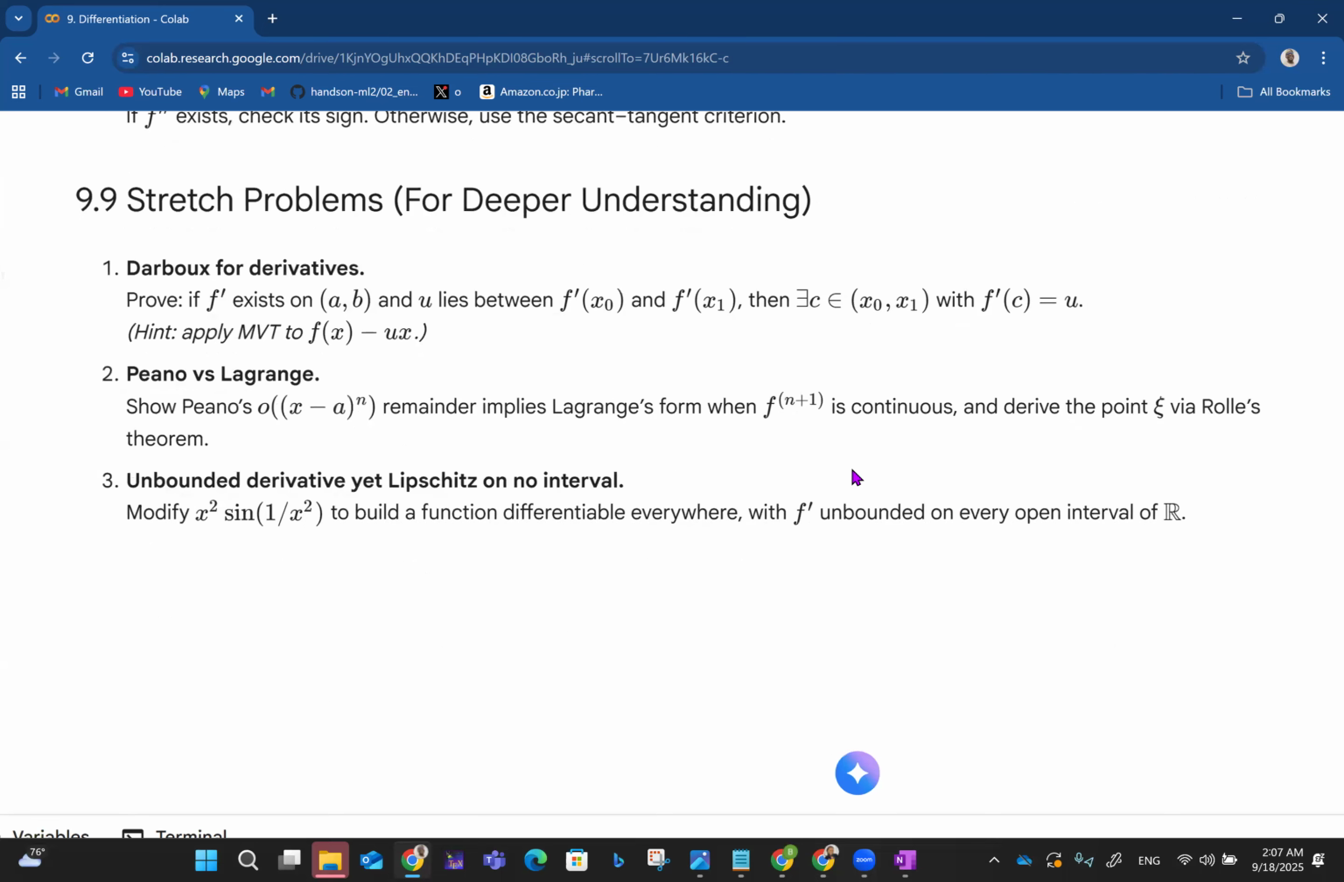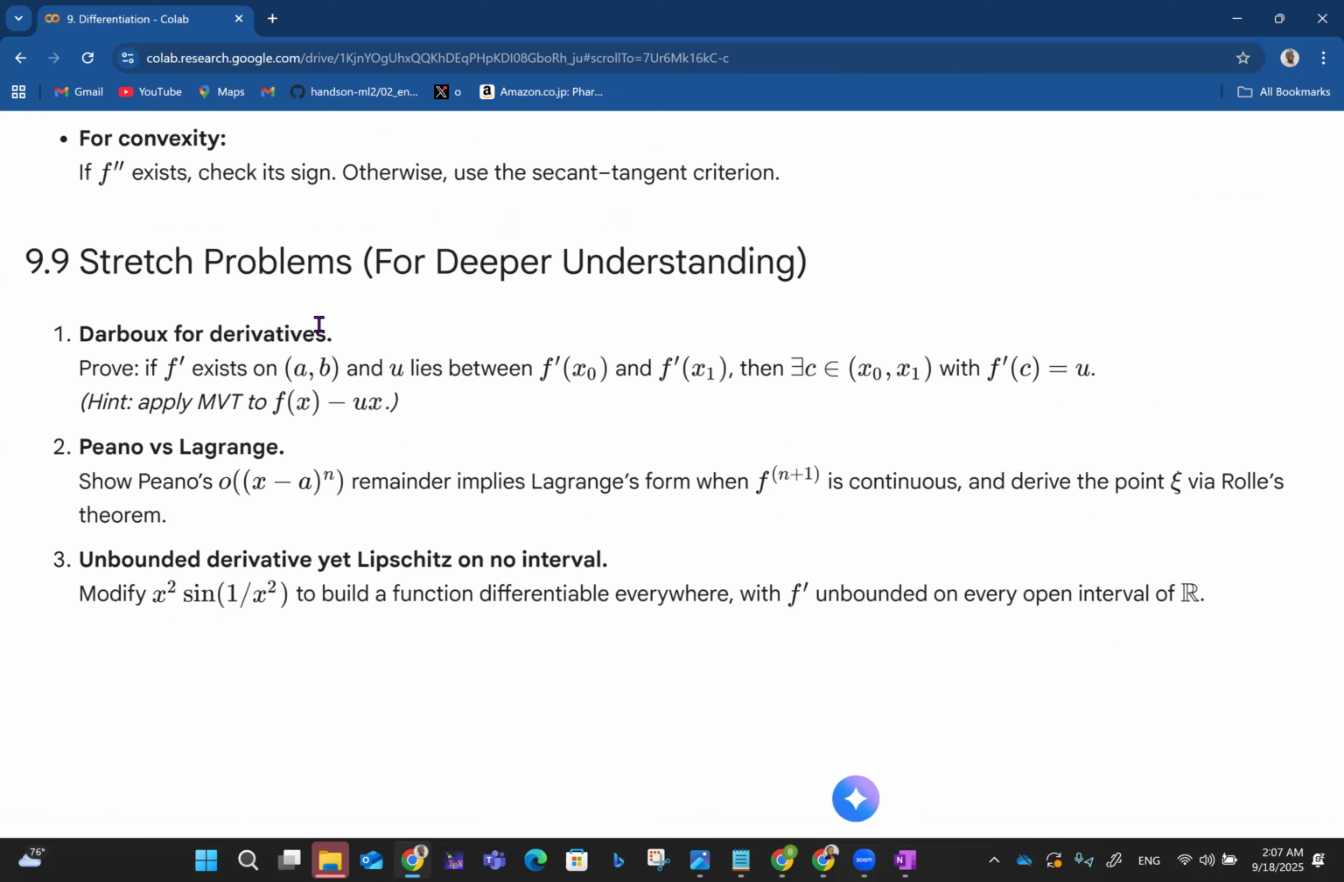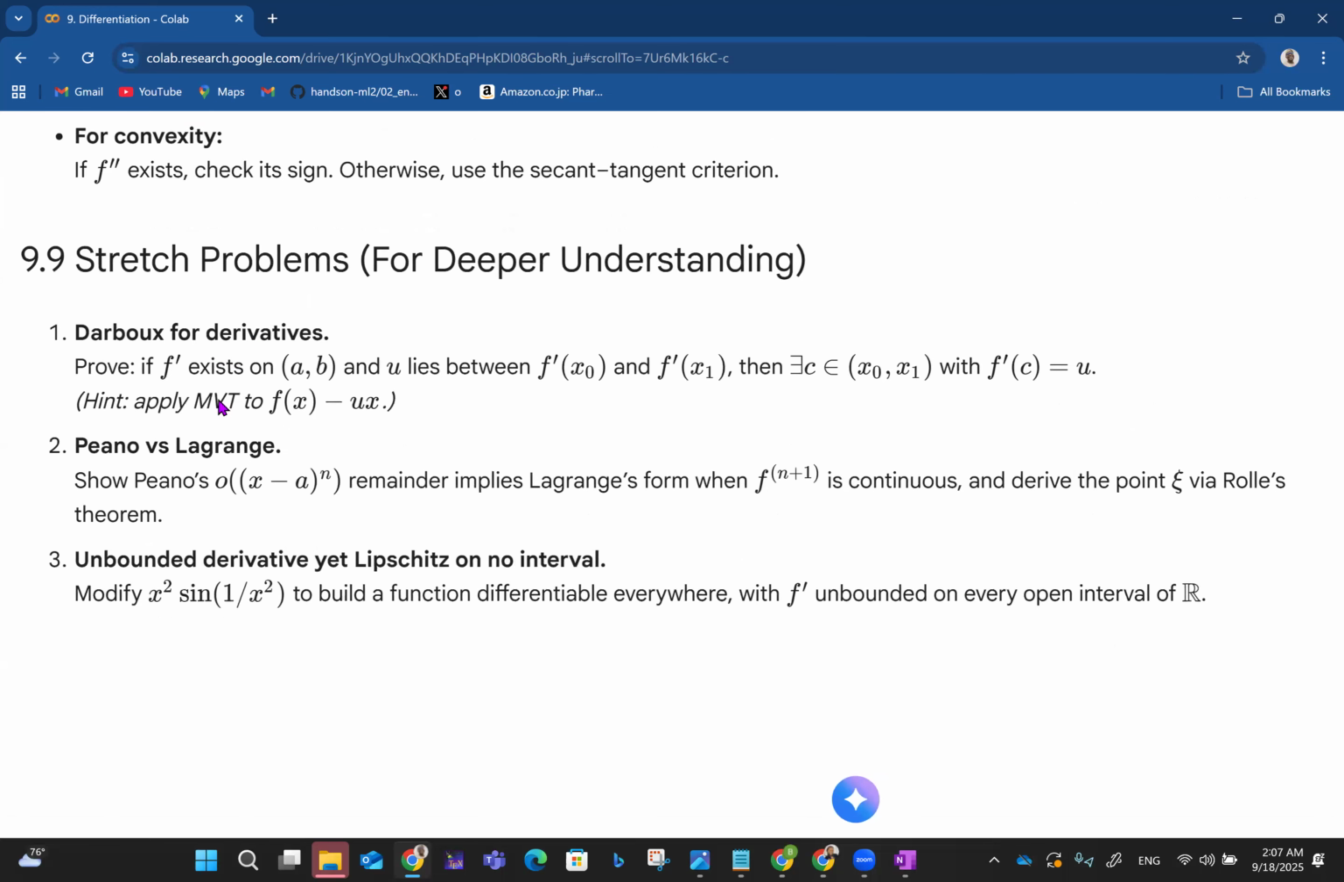Then we have some stretch problems for deeper understanding. So for Darboux, you have Darboux for derivatives. So you want to prove that if f prime exists on the open interval (a, b), and u lies between f prime of x0 and f prime of x1, then there exists c in the open interval (x0, x1) with f prime of c equal to u. So hint, apply the mean value theorem to f of x minus ux.